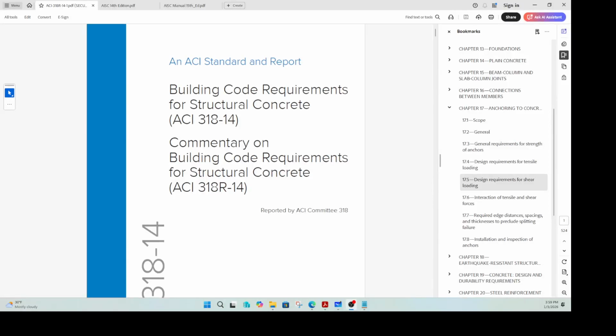Hello, welcome back. We'll be doing a worked out example related to chapter 17. This is for anchoring into concrete. So we'll take a problem, try to determine the shear capacity of the anchors.